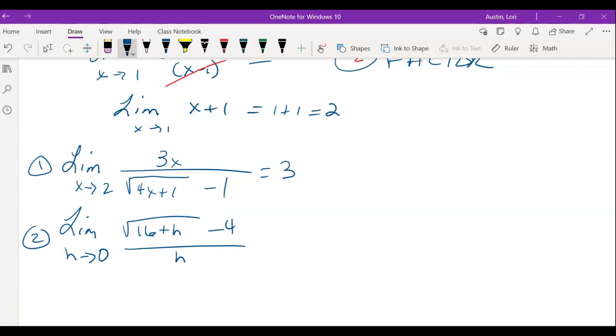Can I plug it in? No, right away. You start to do it and you go, oh, forget it. I can't plug it in. So does that mean I'm done? Call it undefined? Not necessarily. You've got to be careful.